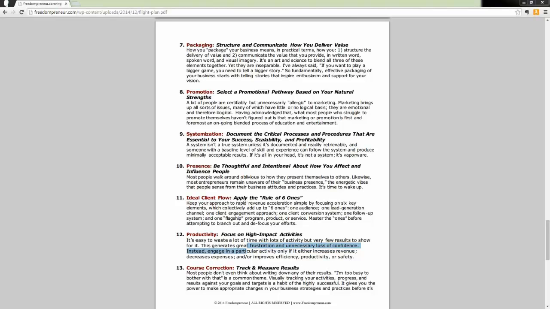Remember, break things down into small steps. Take consistent action. That's what it takes. We had to boil things down to a very elementary level.